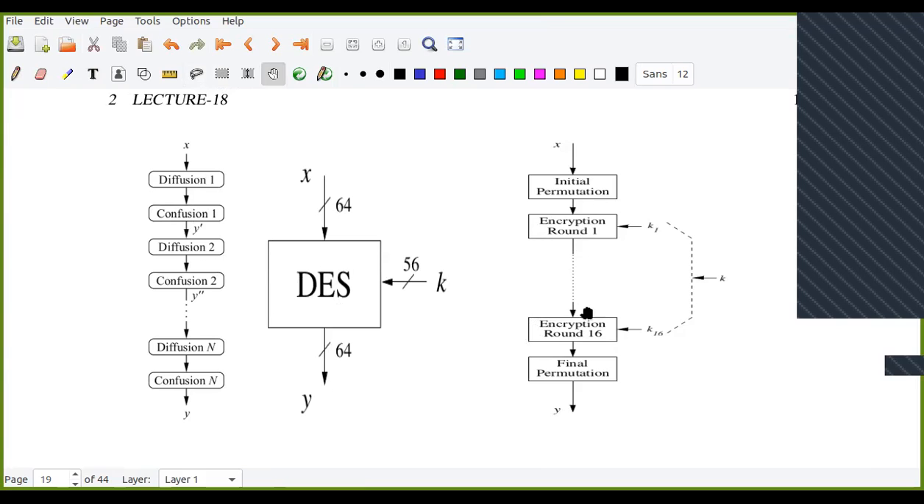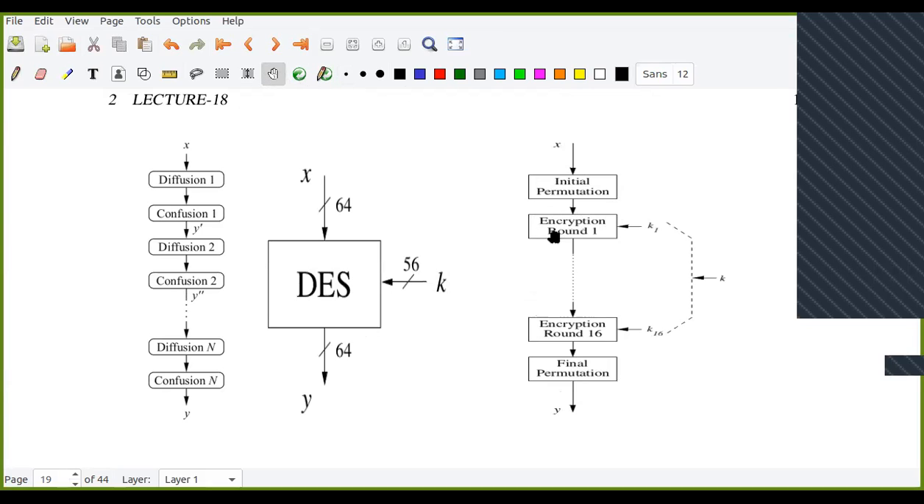So how many rounds are there? 16 rounds are there. Each round will do the same type of operation that I will explain now. This is a complete picture of DES. First, they will start with initial permutation, that means your given plain text will be permuted first. Then the final permutation will be there and we'll get Y. This is encryption only. Decryption is just to go back in the reverse direction.